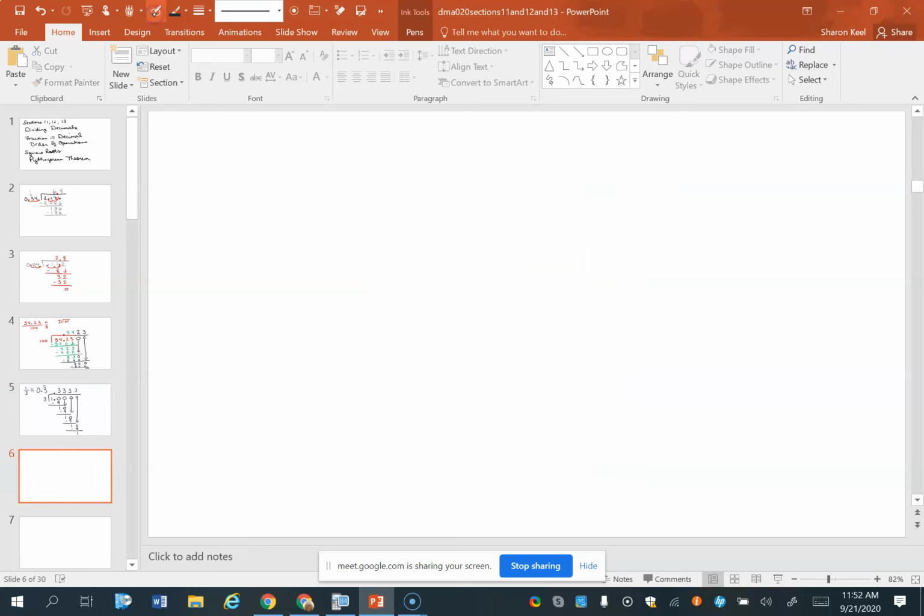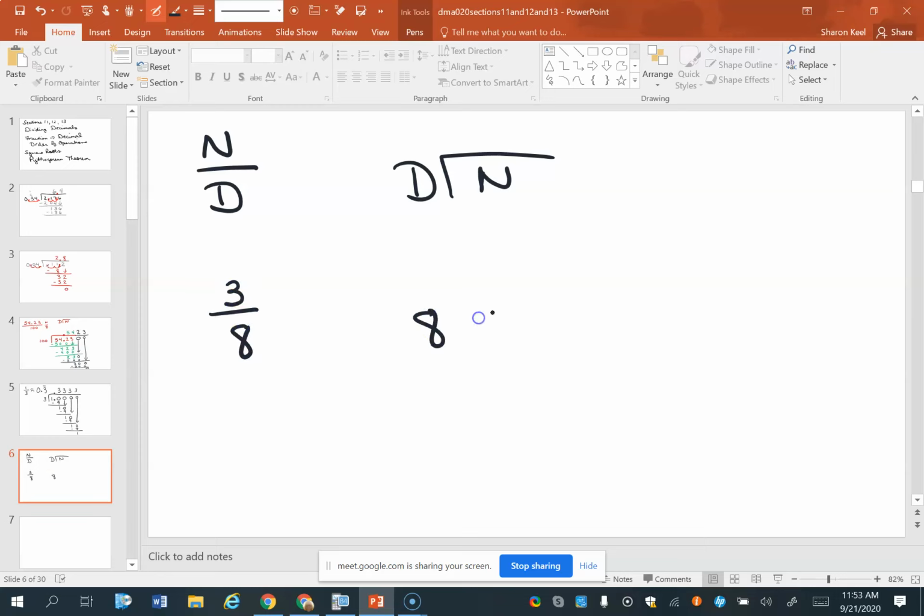As we move into section 12, we're going to change fractions to decimals. So to change fractions to decimals, we have a fraction. You're going to divide the denominator into the numerator. So if we were to have, let's say, the fraction 3/8, it's going to be what we just did a moment ago. We're going to take 8 and divide it into 3. It will not go, so we add a decimal and a 0. Put the decimal in your answer.